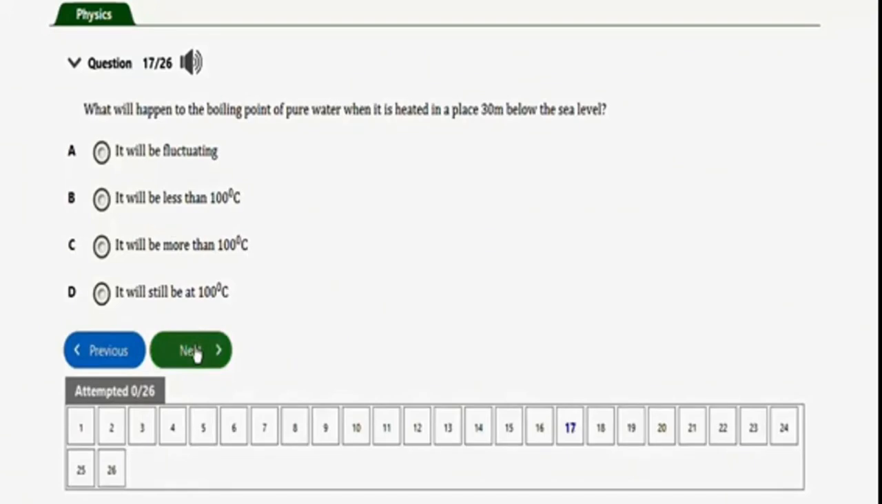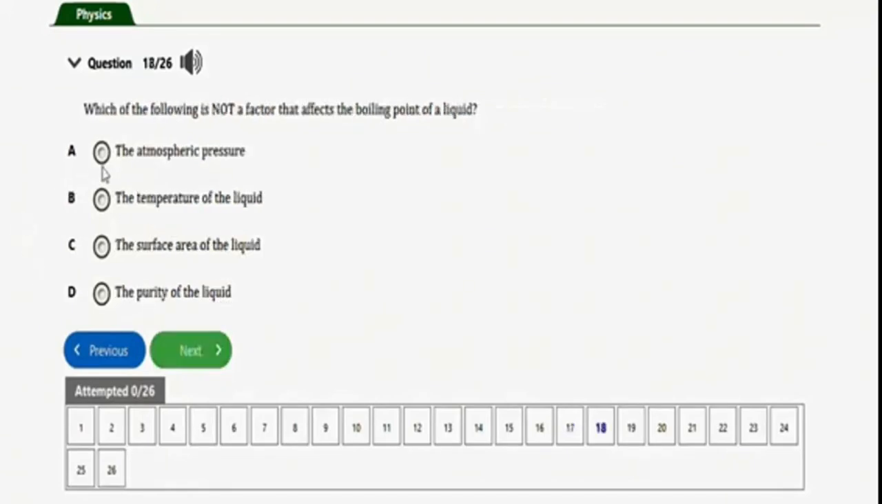Next question is this one. It says, which of the following is not a factor that affects the boiling point of a liquid? We have the atmospheric pressure, the temperature of the liquid, the surface area of the liquid, the purity of the liquid. So the correct option in this question is option C, which is the surface area of the liquid.